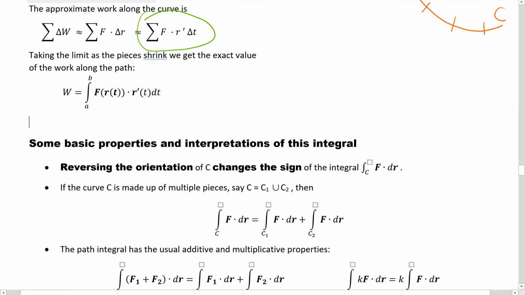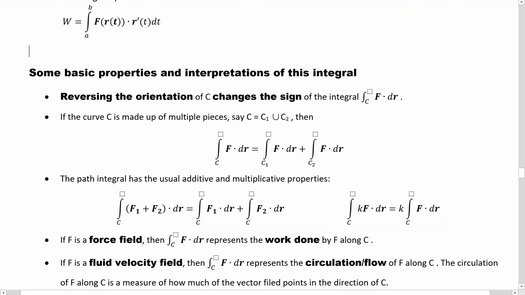Okay, so here we have some basic properties and interpretations of the integral. First, reversing the orientation changes the sign of the integral. Remember, if we reverse the orientation, then our tangent vector will get a negative sign in front of it. So that's why we just change the sign. Second, if the curve C is made up of multiple pieces, let's say C is C1 union C2, then we can split the line integral: the line integral on C1 plus the line integral on C2.